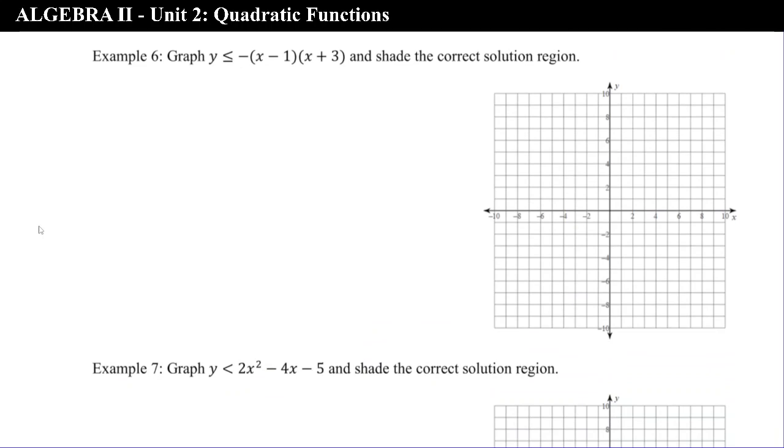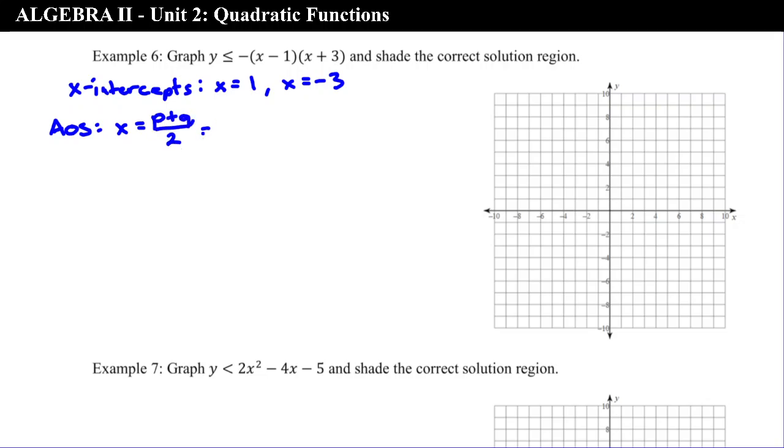Again, we've got intercept form, so the first thing that we can get right off is our x-intercepts, which would be x equals 1 and x equals -3. Let's see, we can do our vertex. First, we need our axis of symmetry by doing x equals p plus q over 2. P is 1, q is -3.